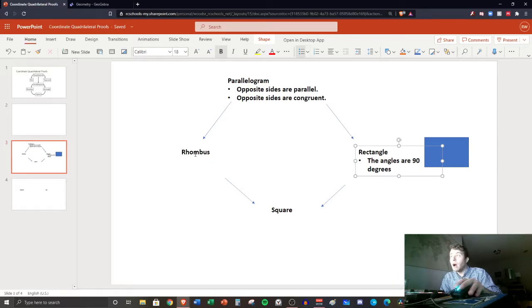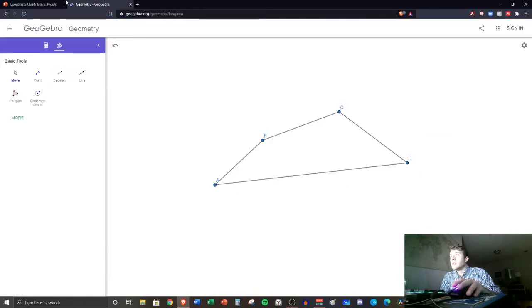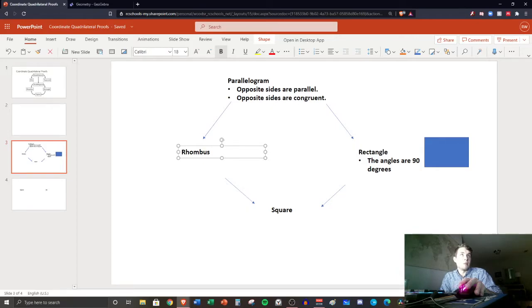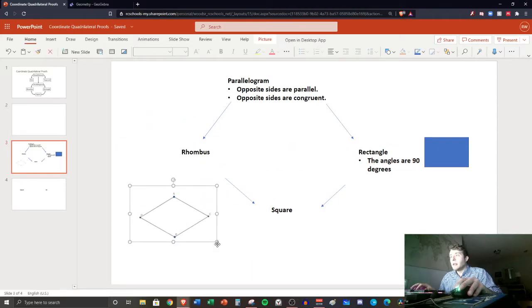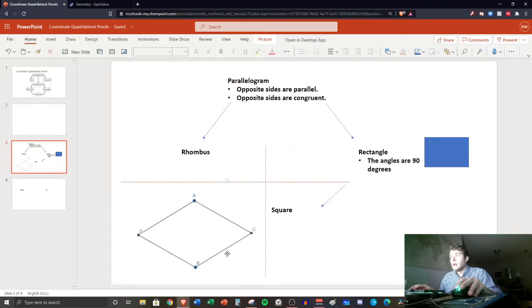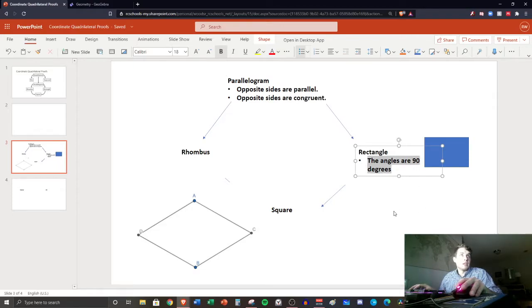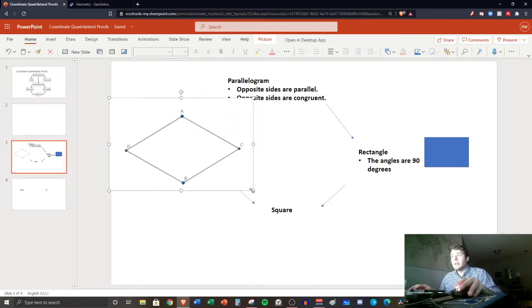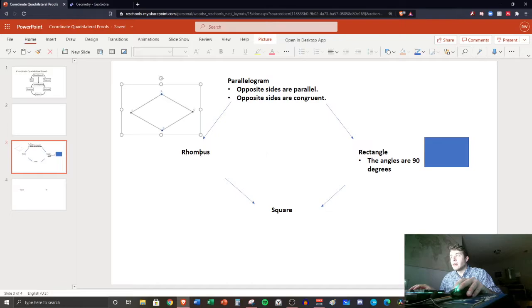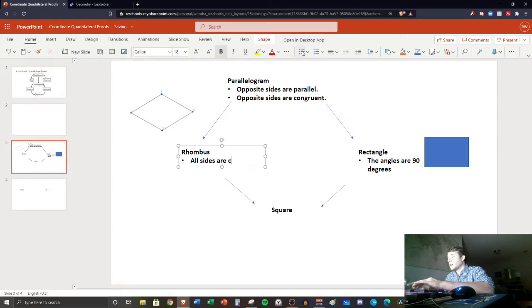All right. What about a rhombus? Well, let me construct a rhombus really quick and put an image in here. So I put a rhombus here right above it. And what we notice about the rhombus is you have opposite sides are parallel, opposite sides are congruent, but it is lacking the idea that the angles have to be 90 degrees. So that's what would make it a rectangle, okay? So for a rhombus, the main rule here is that all sides are congruent. That is the rule.